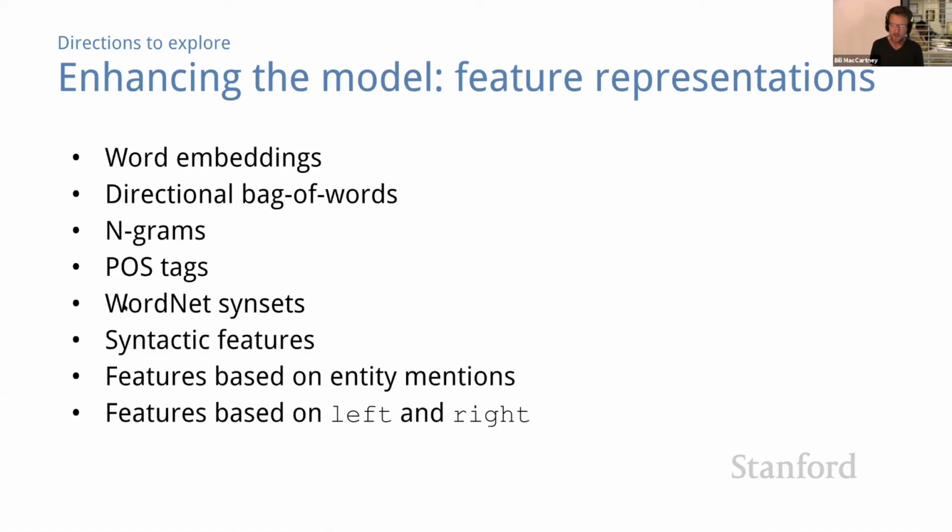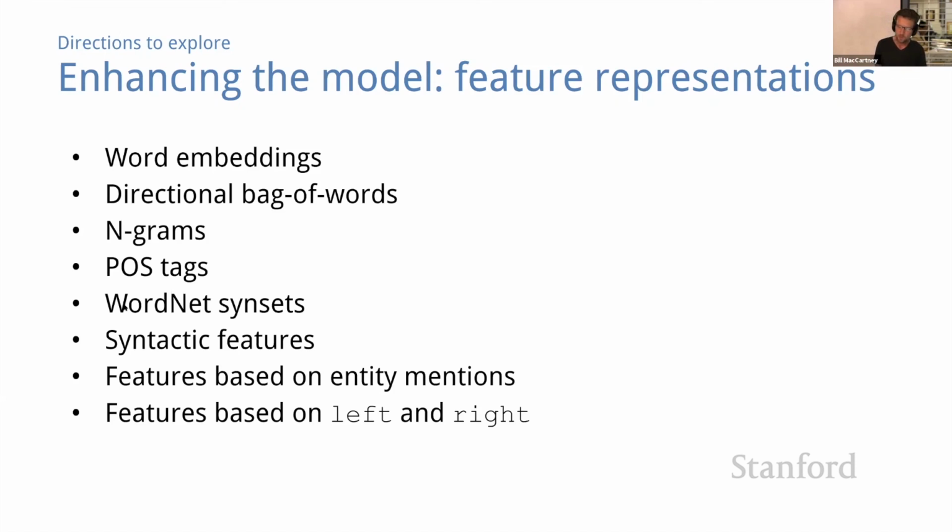Now, for the homework and the bake-off, we're going to turn you loose to find ways to improve this baseline model. And there are a lot of possibilities. One area for innovation is in the feature representation we pass to the learning algorithm. So far, we've just used a simple bag of words representation, but you can imagine lots of ways to enhance this. So you could use word embeddings, like the GloVe embeddings.